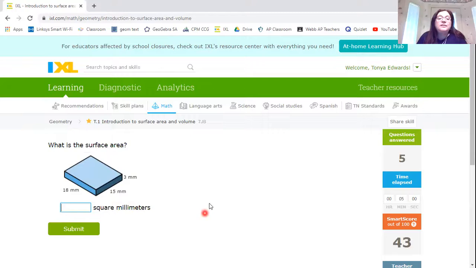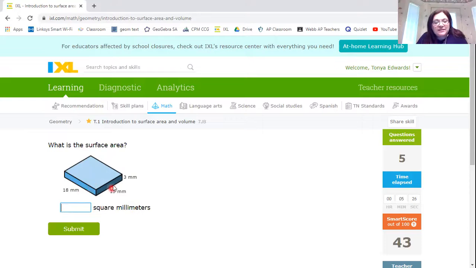Okay, this is why I don't want you guys to go too far in this one, because here's where it gets hairy. For surface area, we're going to look at what's the area of the bottom of this. The bottom of this is 18 times 15, 18 times 15. The top is the same thing. So we can take 18 times 15 times 2.